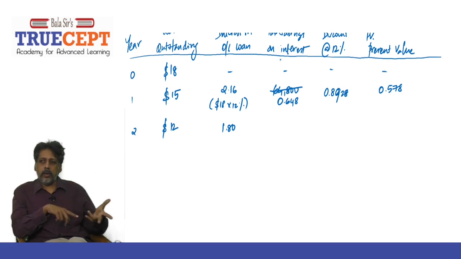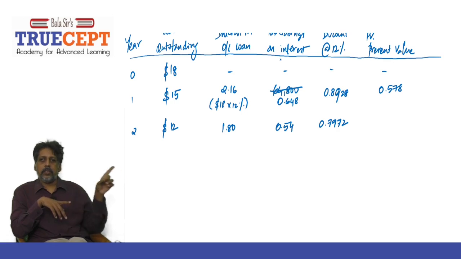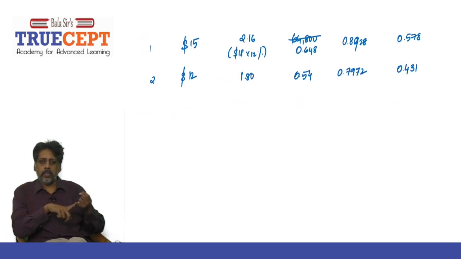And that into 30% tax saving, how much is 0.54 lakh. And into the discount factor given in the question, how much? 0.7972. Very good. And then present value, how much? 0.431. Okay.